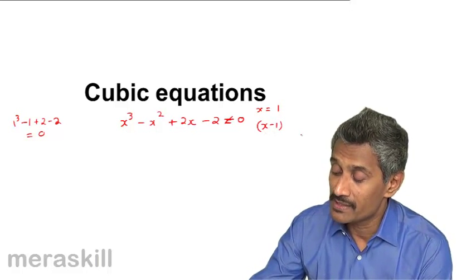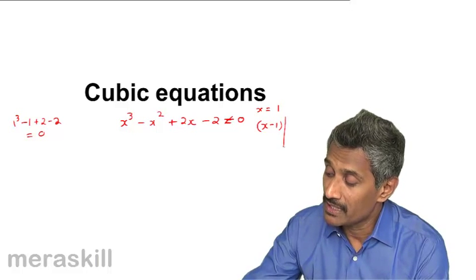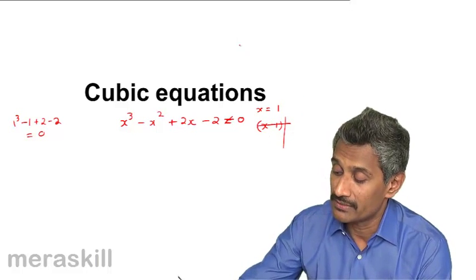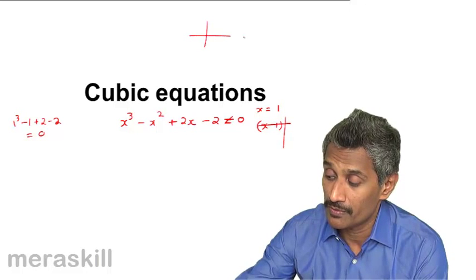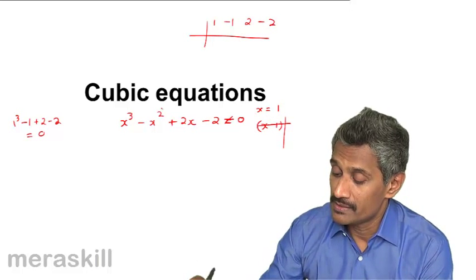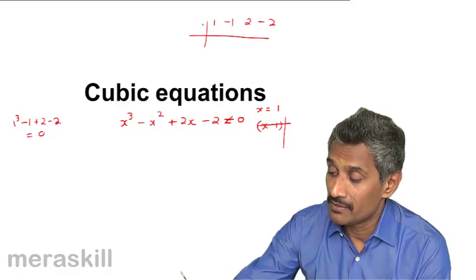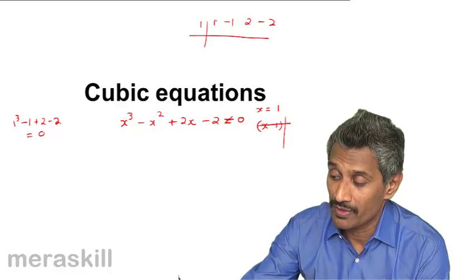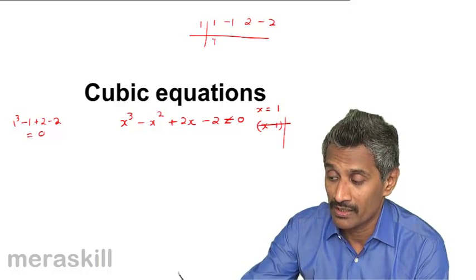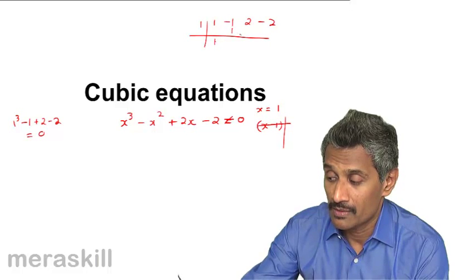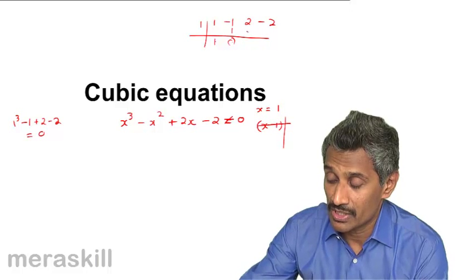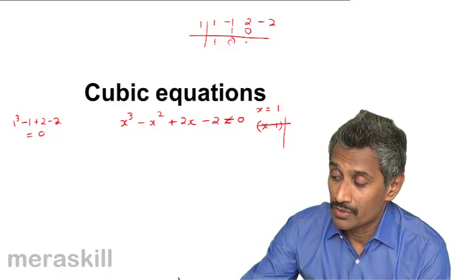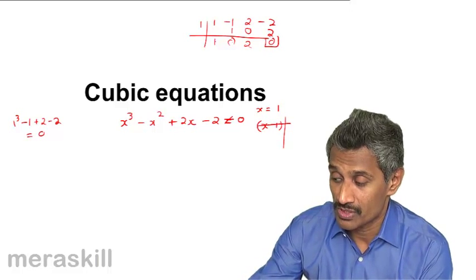So if x minus 1 is a factor, we can find the other factor by what is called the synthetic division process. So we write down all the coefficients here, 1, minus 1, 2, minus 2. Since x minus 1 is a factor, we take the opposite of minus 1, that is 1, over here, and copy down this 1 as it is. 1 into 1 is 1. Then you add minus 1 plus 1, 0. 1 into 0 is 0. So you get 2. 1 into 2 is 2. And you get minus 2 plus 2, 0.